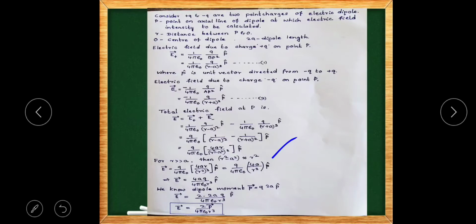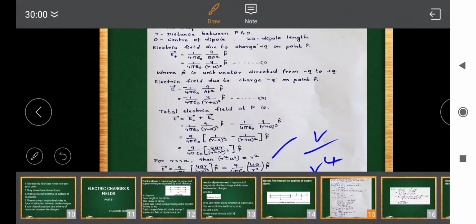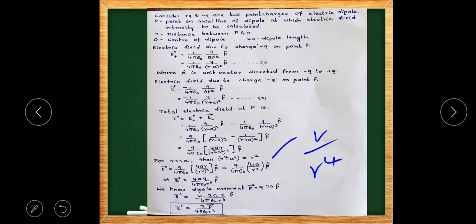Here r and r get cancelled, meaning in the numerator there is r and in the denominator there is r raised to 4. So on simplifying we will get r cube, hence q by 4 pi epsilon naught into 4a divided by r cube into p cap. We know dipole moment p equal to q 2a into p cap.